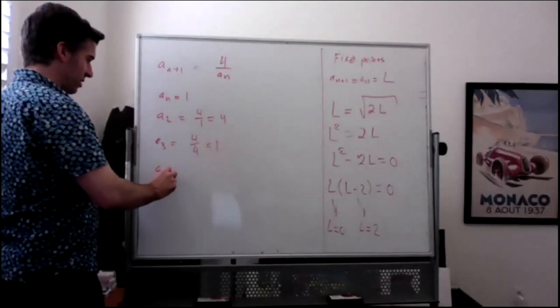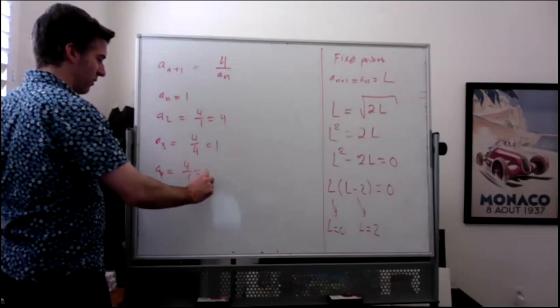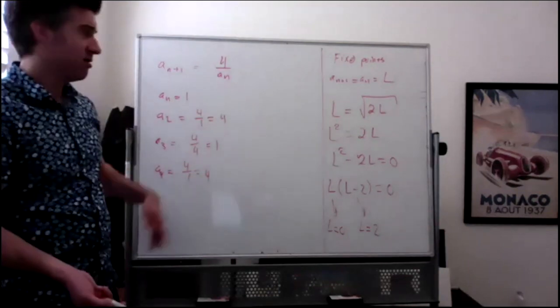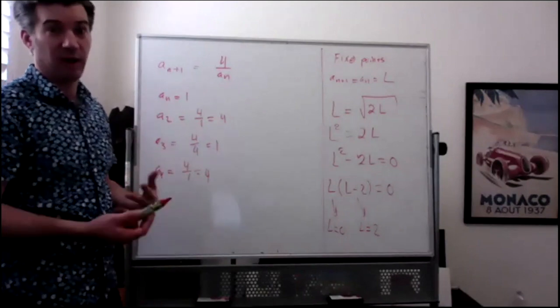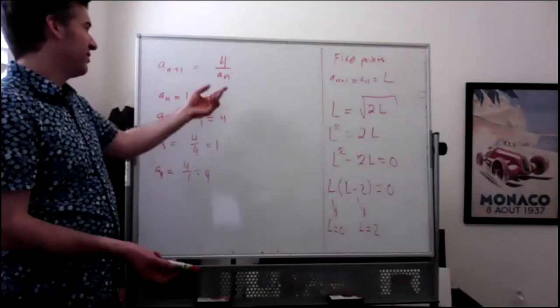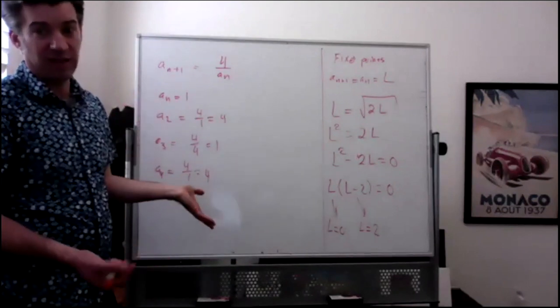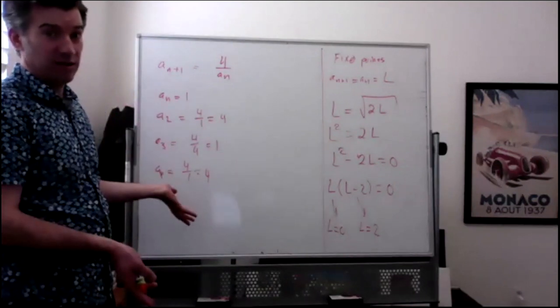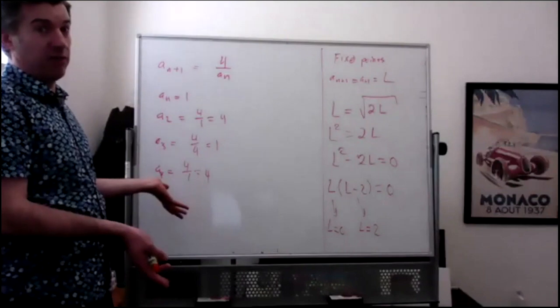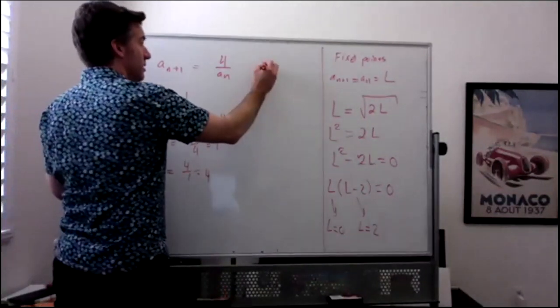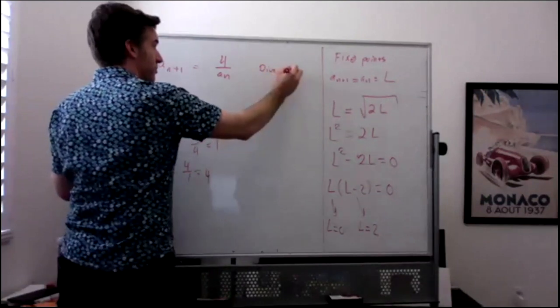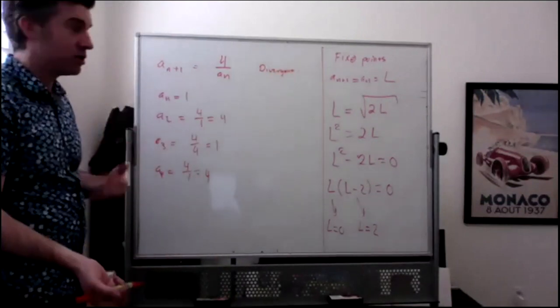A sub 4 is going to be 4 over 1, which is 4. I think you can see what's happening here. 4, 1, 4, 1, 4, 1, 4, right? We're just going to keep going back and forth between 1 and 4. So at least if we start at 1 here, there isn't going to be a limit. The sequence is oscillating back and forth between 1 and 4. So you can definitely say that this is divergent, right? It does not converge.